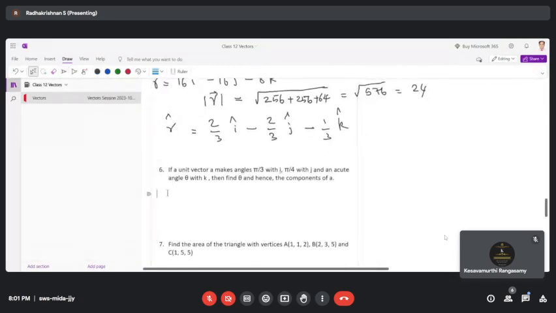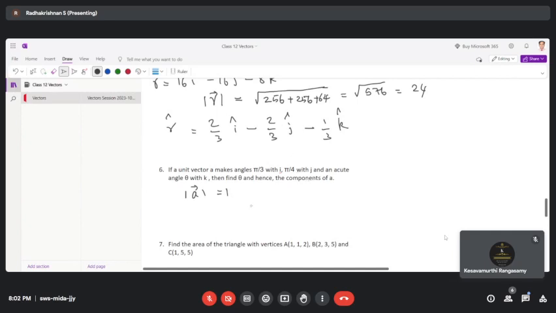Okay, let's go to the next problem. If a unit vector makes angles pi by 3 with I, pi by 4 with J, and an acute angle theta with K, then find theta and hence the components of A. Okay, so it makes angles of pi by 3, pi by 4, and theta with the coordinate axis. Then find the value of theta and the components of A.